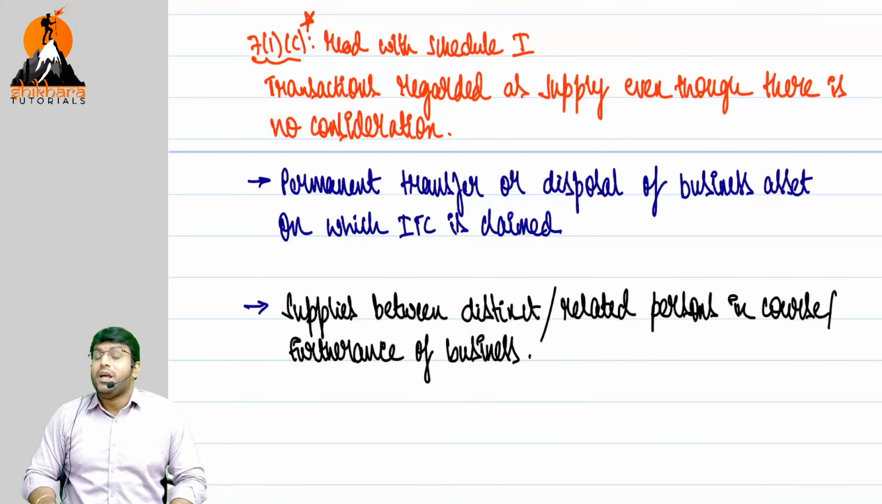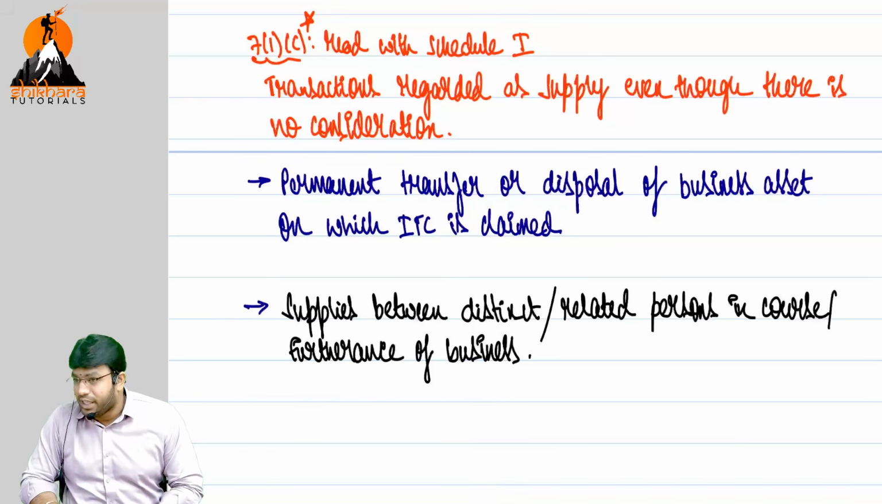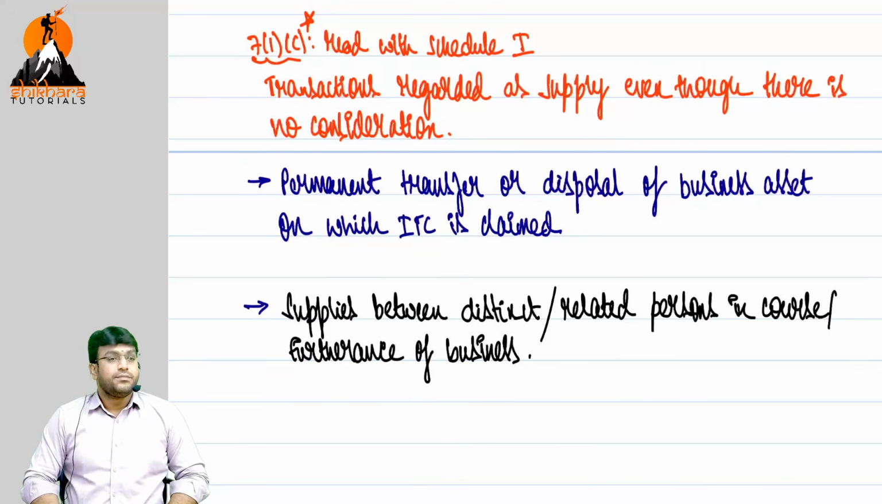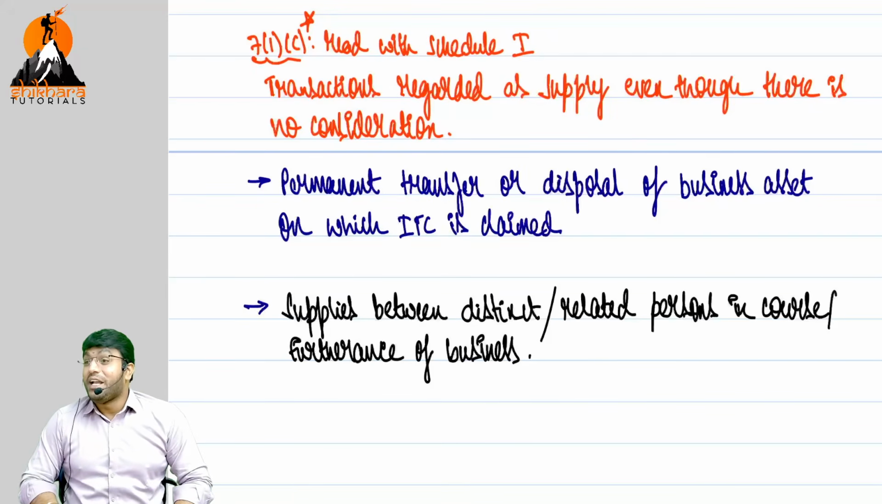What is the first point? Permanent transfer or disposal of business asset on which ITC is claimed. The second point is what? Supply between distinct or related persons. Who is a distinct person? Same PAN, different GST number. Understood, no, sir? What is the other word? That person is called a related person.